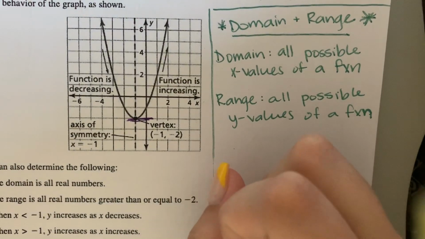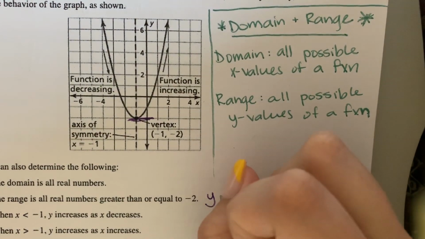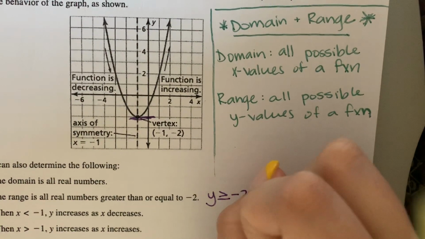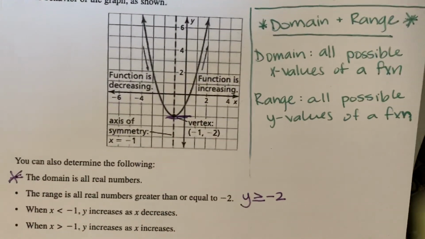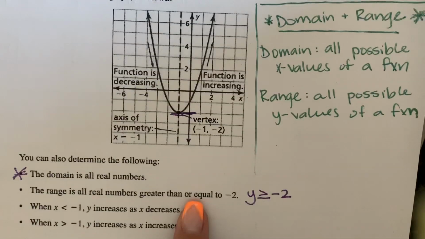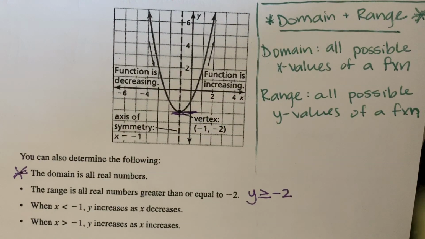You can also write this as an inequality. Y is greater than or equal to -2. You can write it as a sentence or as an inequality. I'm okay with both.